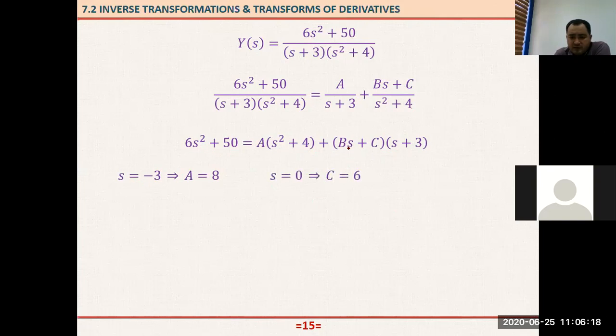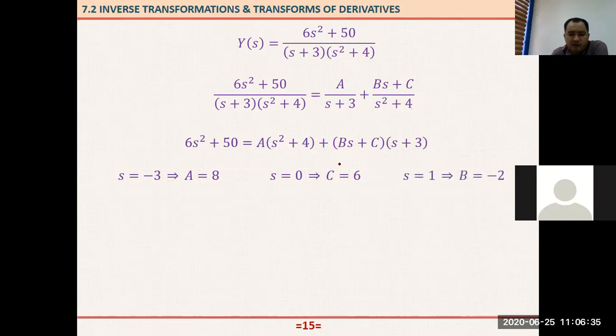It gives us 8. And how about C, for example? If s equals 0, this B will disappear. I know the value of A, right? And substitute 0 for s. On the left-hand side, we have 50. And evaluate this, I can get the value of C. That's equal to 6.